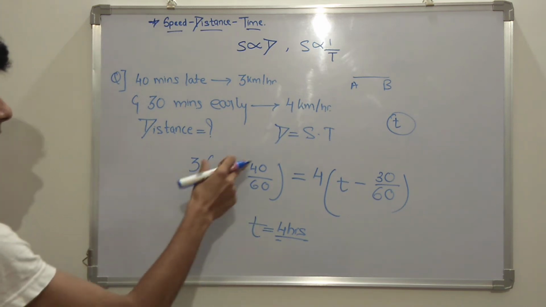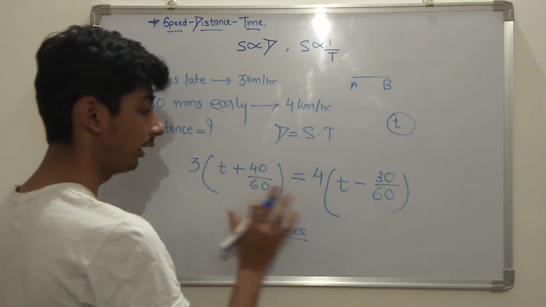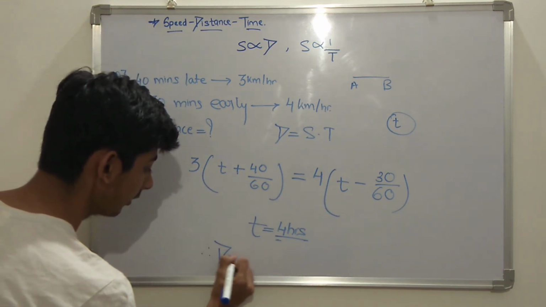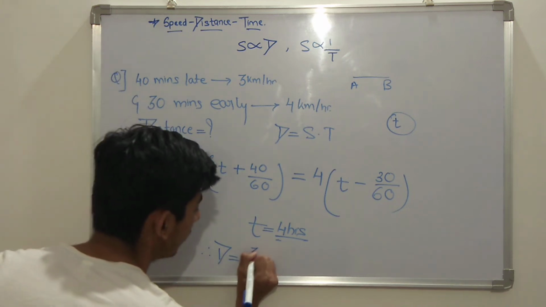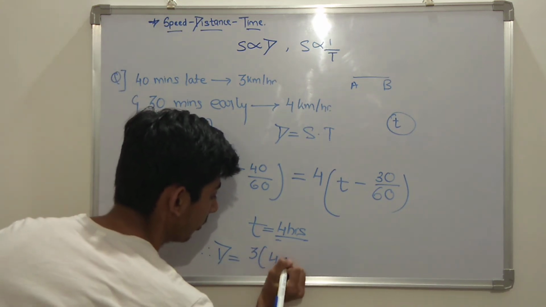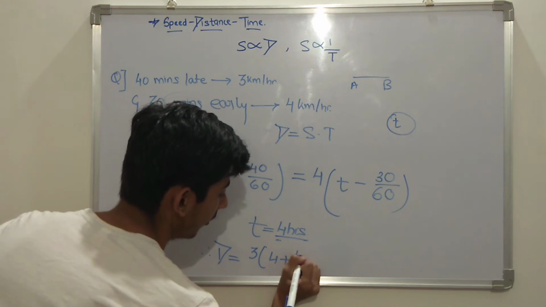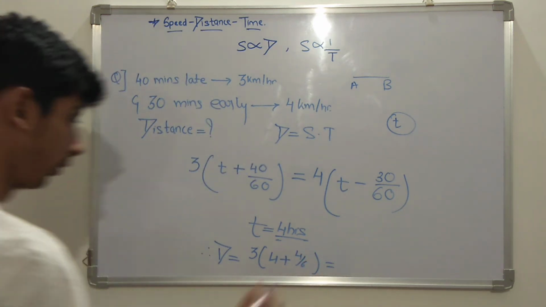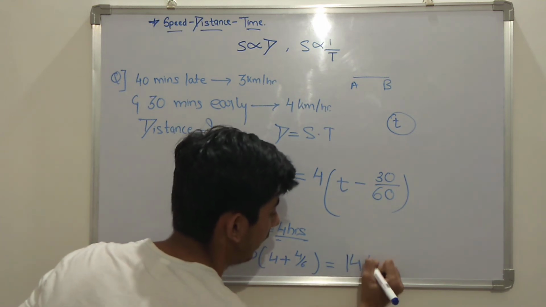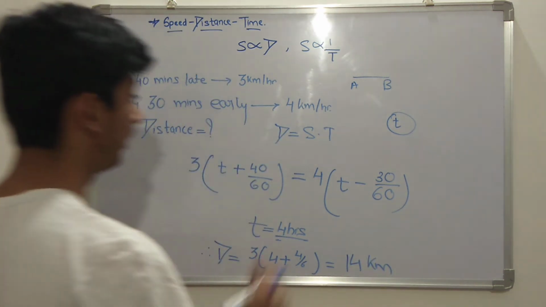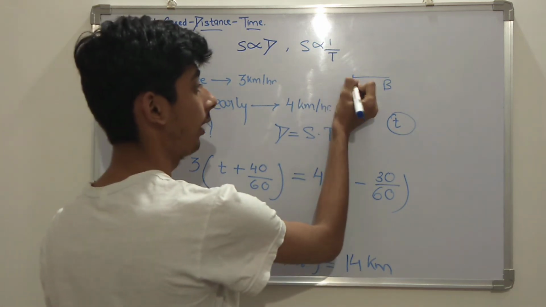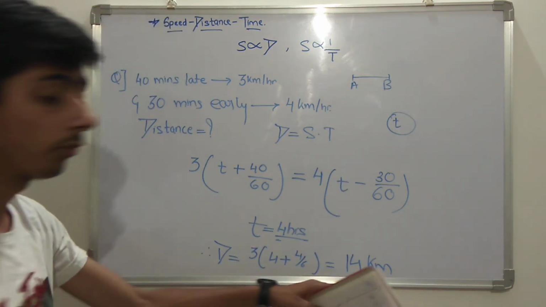Now we need to substitute in any one of the equations, and when we substitute we get the distance d is equal to 3 into 4 plus 4 by 6, which is equal to 14 kilometers. The distance d between the person's home and the job is about 14 kilometers.